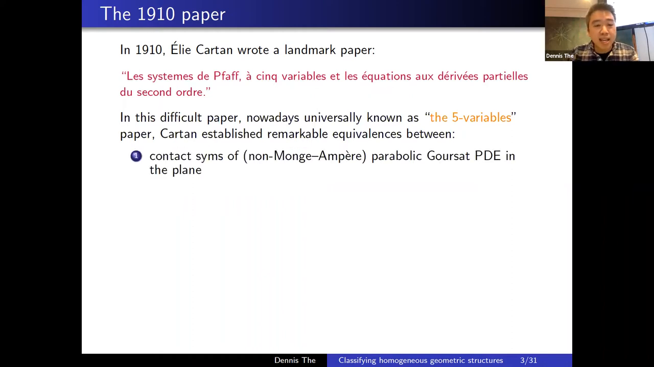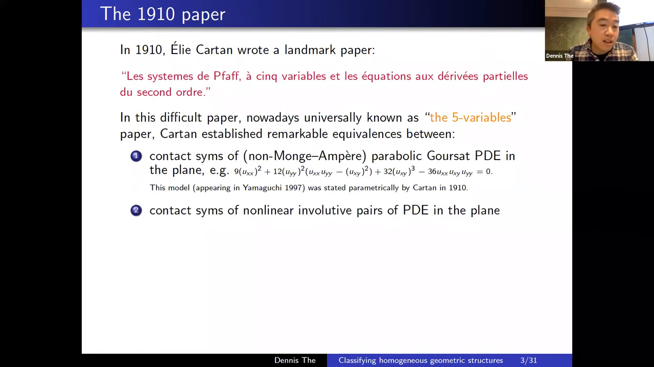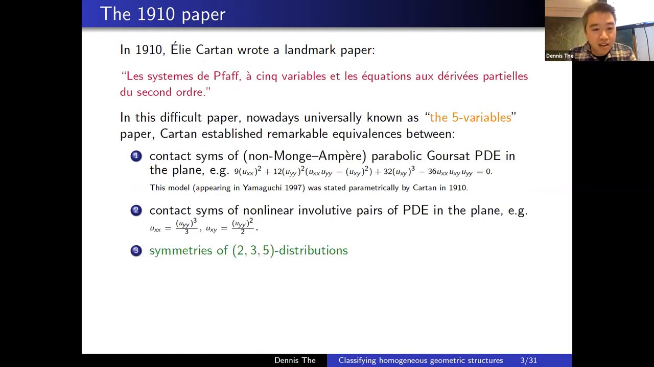So on the one hand, contact symmetries of so-called non-Monge pair parabolic Goursat PDE in the plane. Here's a simple, or actually not so simple, example of one such equation. On the other hand, contact symmetries of non-linear involutive pairs of PDE in the plane. Here's a representative type of equation here. And then on the other hand, well, that's three hands, the symmetries of 2-3-5 distributions. And we're going to concentrate just on this last aspect.